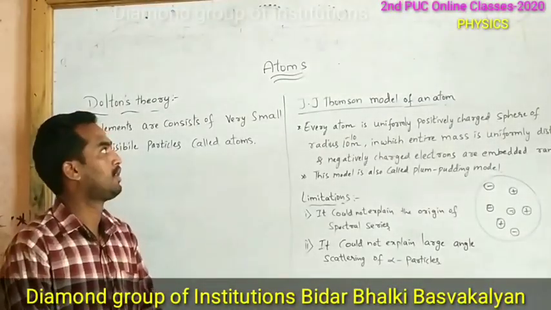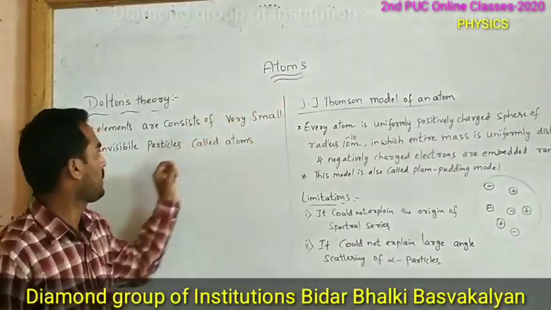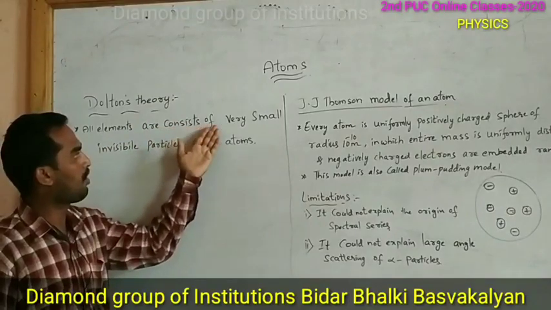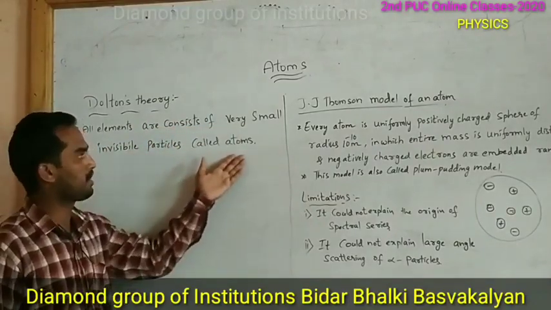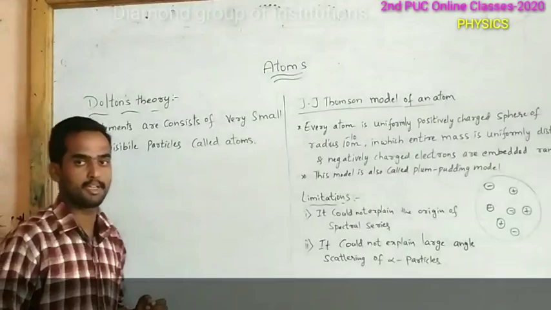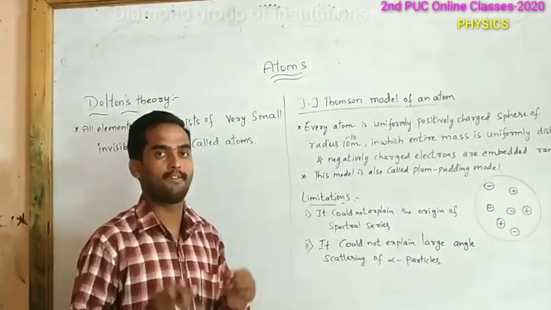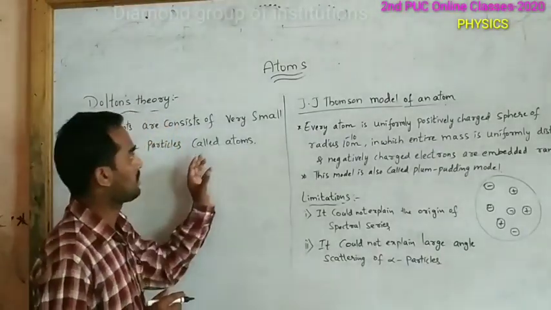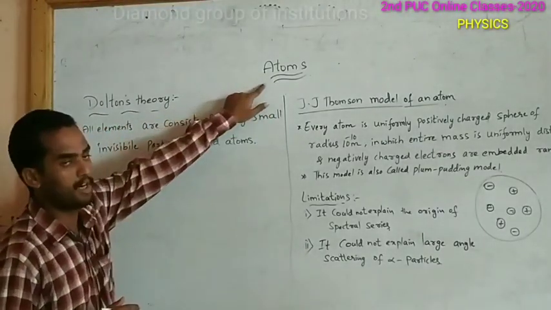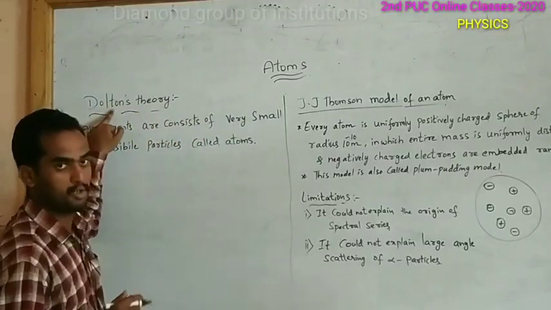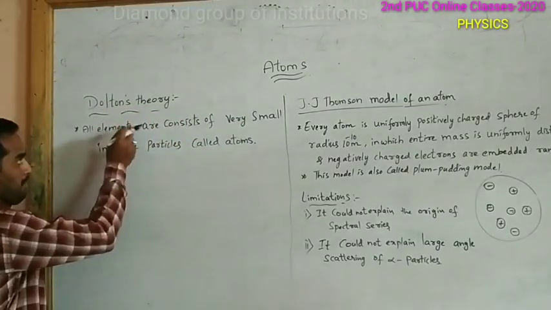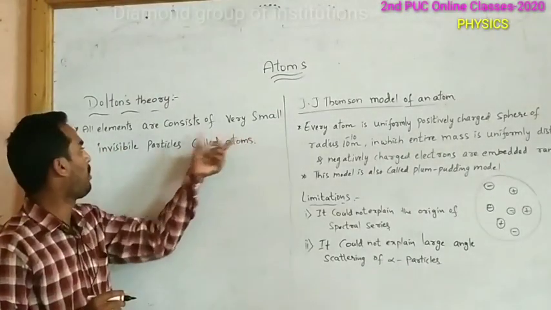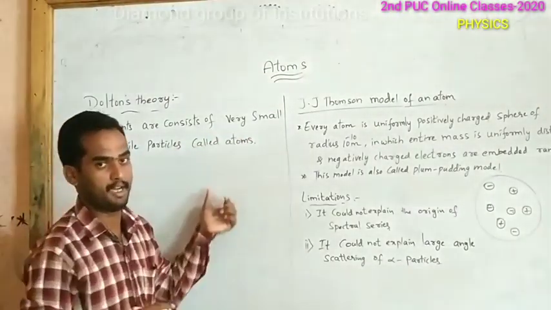So, students, atom. Atom is a smallest invisible particle. All elements consist of very small invisible particles called atoms. And that atom consists of a nucleus having positive charge and the electrons present outside the nucleus. And first, remember who discovered the atom? That is called Dalton. So Dalton gave a theory: all elements are made up of small invisible particles called atoms.